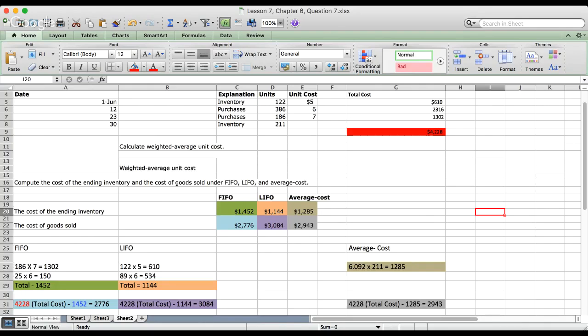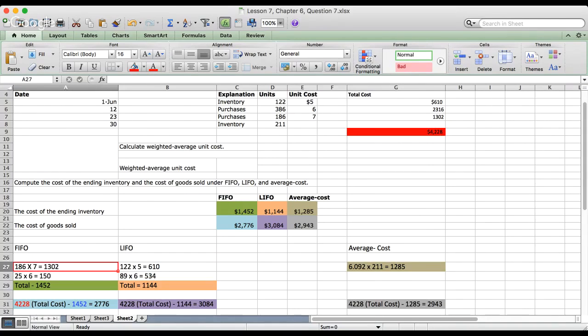We will start with the FIFO, and we are going to try to find the cost of the ending inventory. To do this, we look at our ending inventory, which is 211. With FIFO, we're going to do first in, first out. So we're going to take the first 186 of this 211, go down here, and times that by the 7, and we get 1302.